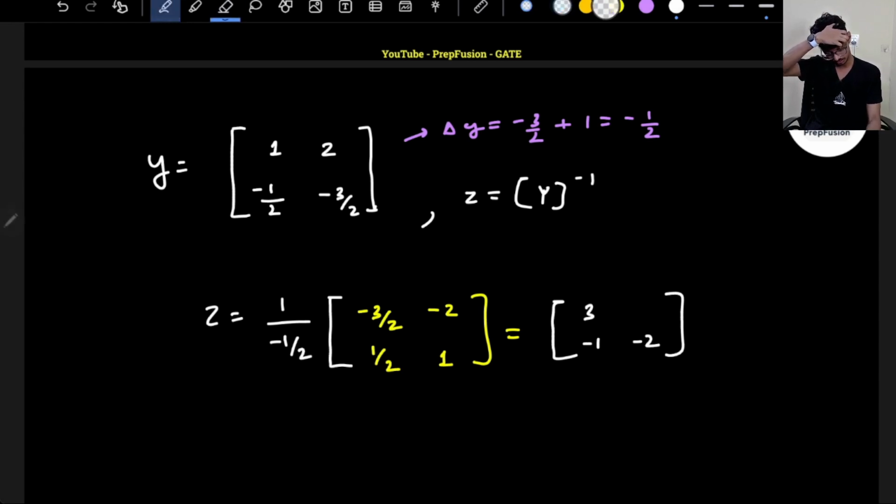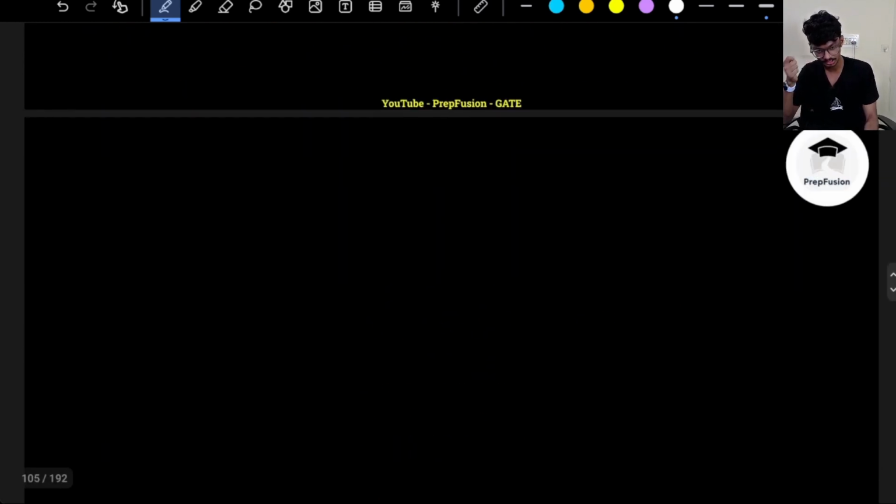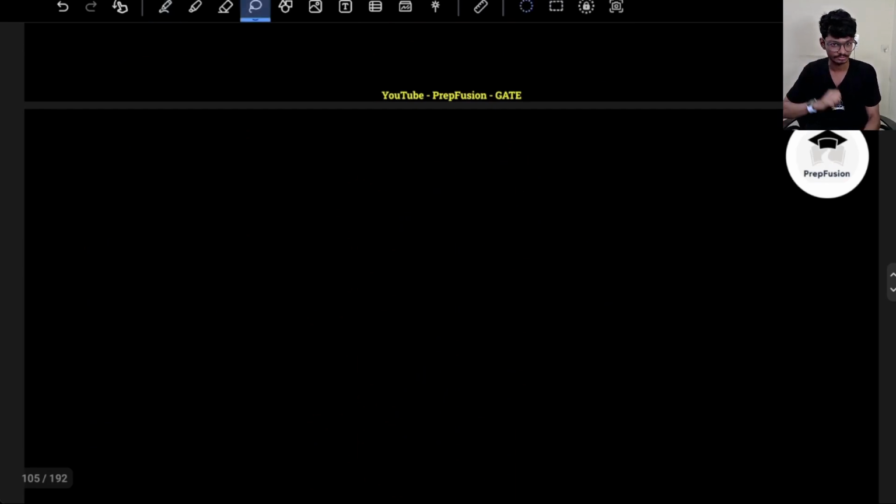Okay, sorry. This is wrong, right? This is 4 minus 2 divided by minus half, which is 4. Yeah, I think everything else is correct. So these are my Z parameters. Now, one doubt students generally have is, is this network symmetrical?